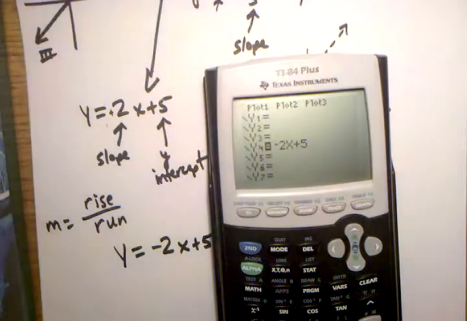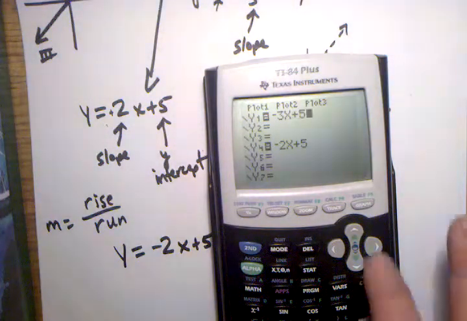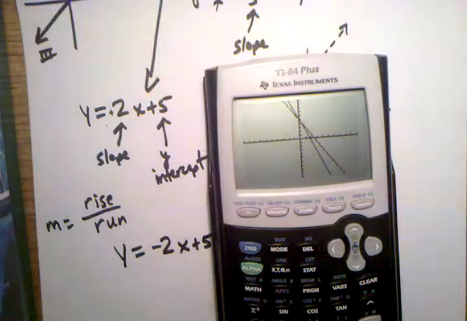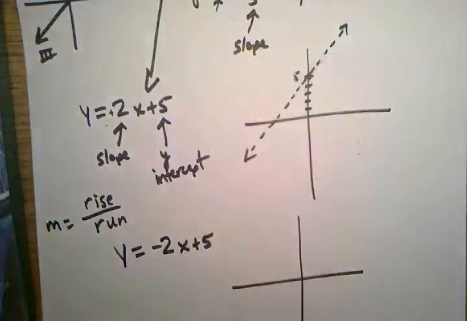And I can keep changing. I'll do different lines. Let's do negative 3x plus 5. It's still coming down from the top on the left side of the y-axis, and moving downwards towards the right. Okay, and that's a negative slope line.